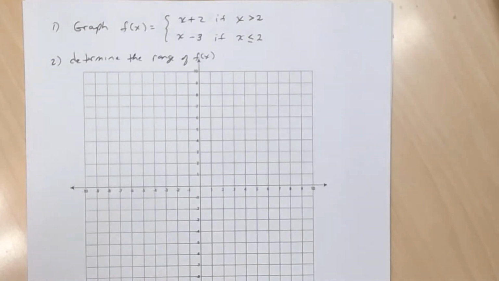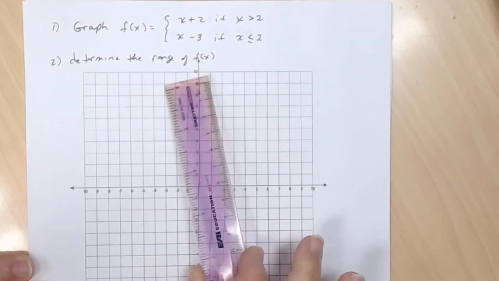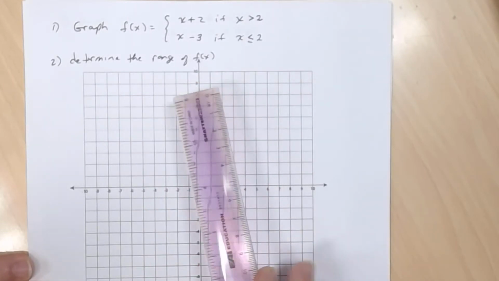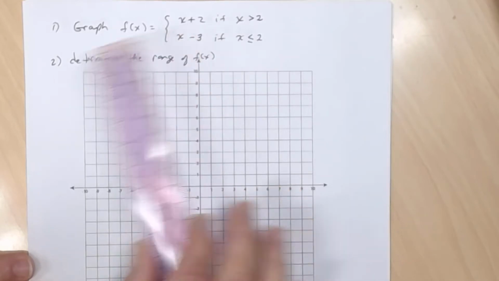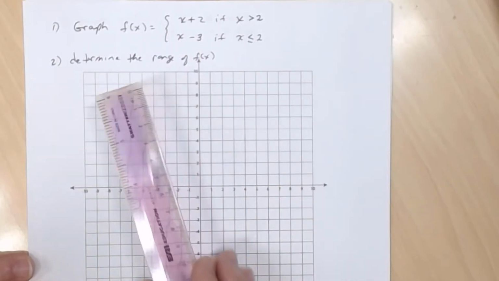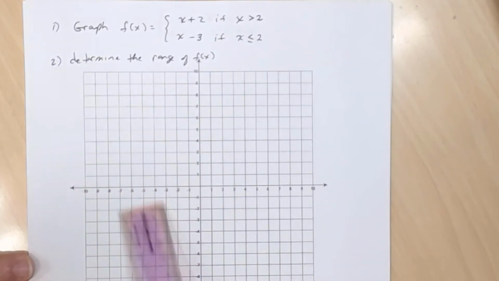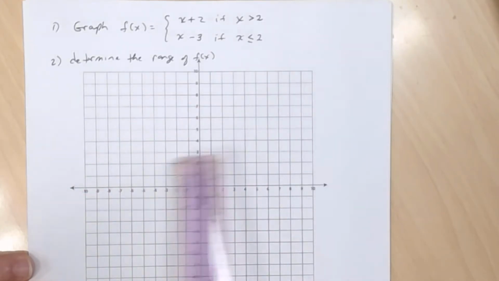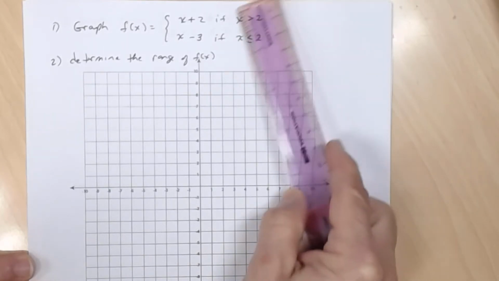Okay, so the goal of this lesson is to find the range of piecewise functions. We're going to start off by reviewing how to graph the piecewise function, and then we're going to talk about the range. Remember, the range is the set of y coordinates that you obtain from the domain. So remember, this is the domain of your piecewise function.